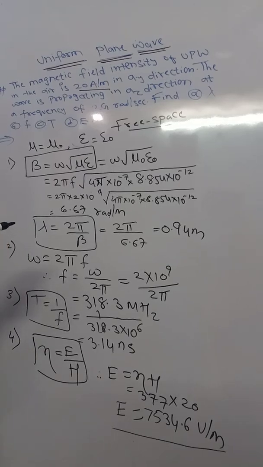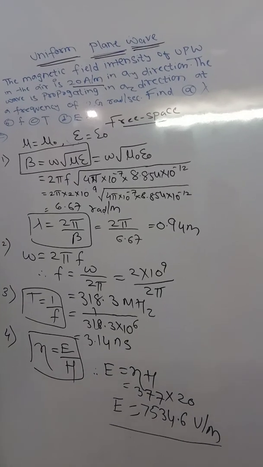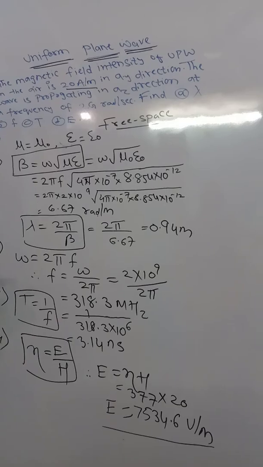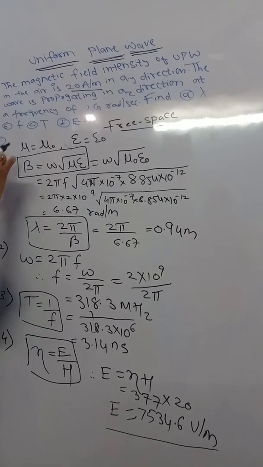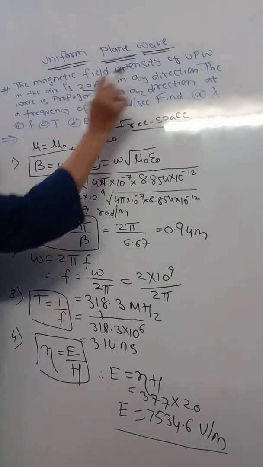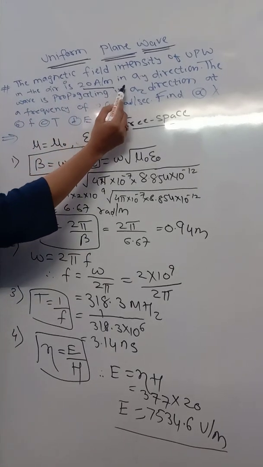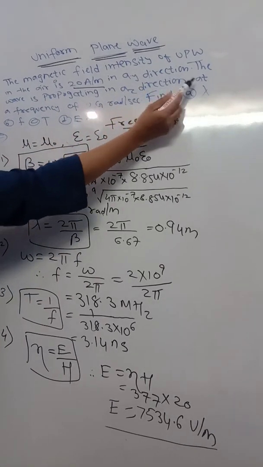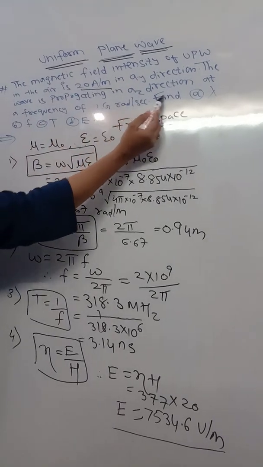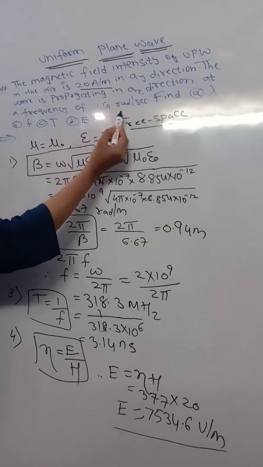Everyone, today we are learning the topic of the uniform plane wave. The numerical we will solve on that topic is mentioned here. The magnetic field intensity of a uniform plane wave in the air is 20 ampere per meter in the aY direction. The wave is propagating in the aZ direction at a frequency of 2 gigaradians per second.